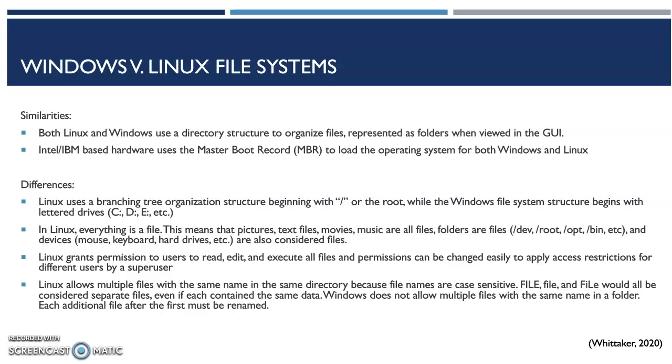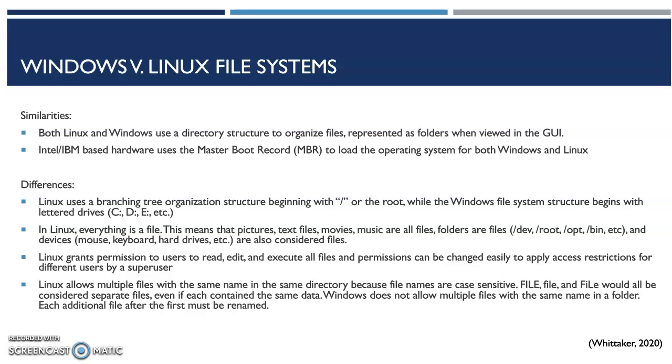The first slide, we're going to talk about Windows versus Linux file systems. For similarities, both Linux and Windows do use a directory structure to organize their files, represented as folders when viewed in the GUI. And for the Intel or IBM-based hardware machines, they both use the master boot record to load the operating system for both Windows and Linux. Also, an additional difference that we could add there is that in Linux, you're also able to boot from a network device, which Windows does not allow.